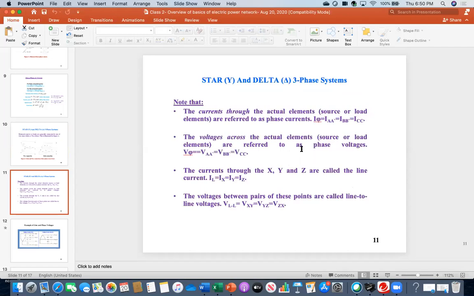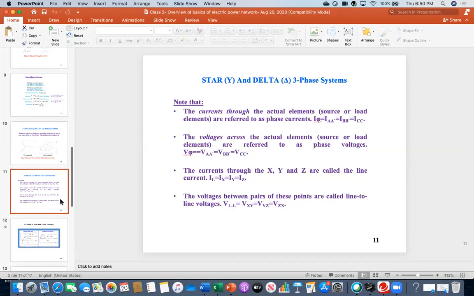Therefore, here is the thing I have written: what is called the phase current, and when it is called the line current. Sometimes the line to line voltage is simply called the line voltage. Just keep in mind, frequently in literature, line voltage means line to line voltage.